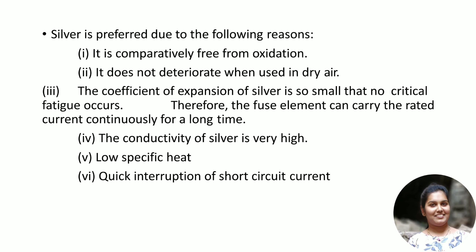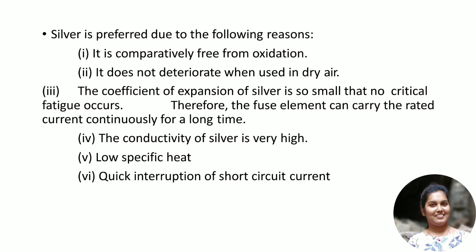The conductivity of silver is very high, and next, low specific heat is also one of the reasons for selection of silver for fuse element, and quick interruption for short circuit current. So all these points put together made silver to be used as the fuse element these days.